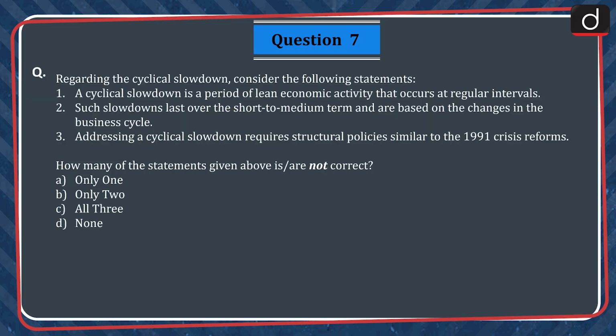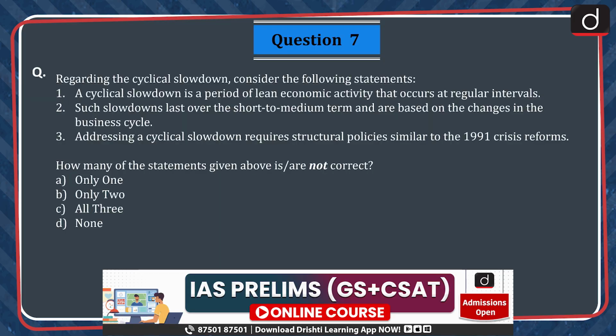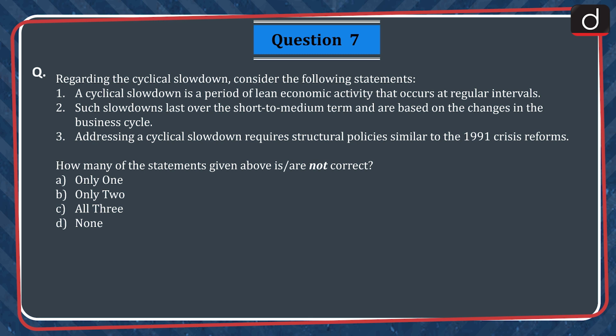Next, regarding the cyclical slowdown, consider the following statements. 1. A cyclical slowdown is a period of lean economic activity that occurs at regular intervals. 2. Such slowdowns last over the short to medium term and are based on the changes in the business cycle. 3. Addressing a cyclical slowdown requires structural policies similar to the 1991 crisis reforms. How many of the statements given above is or are not correct? Only 1, only 2, all 3, none. The correct answer is option A, only 2.